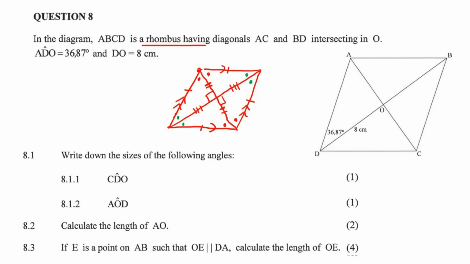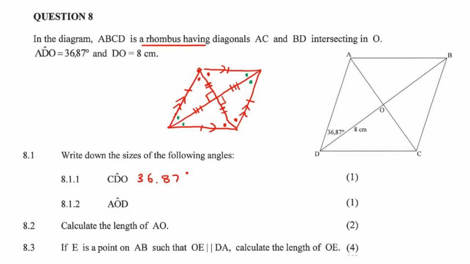All right, so the first question: write down the sizes of the following angles. Angle CDO, so where's CDO? Well, we already just said that this angle and this angle are the same. That's what I showed you here. That's a property of a rhombus. So we can just say 36.87 degrees. Thank you very much.